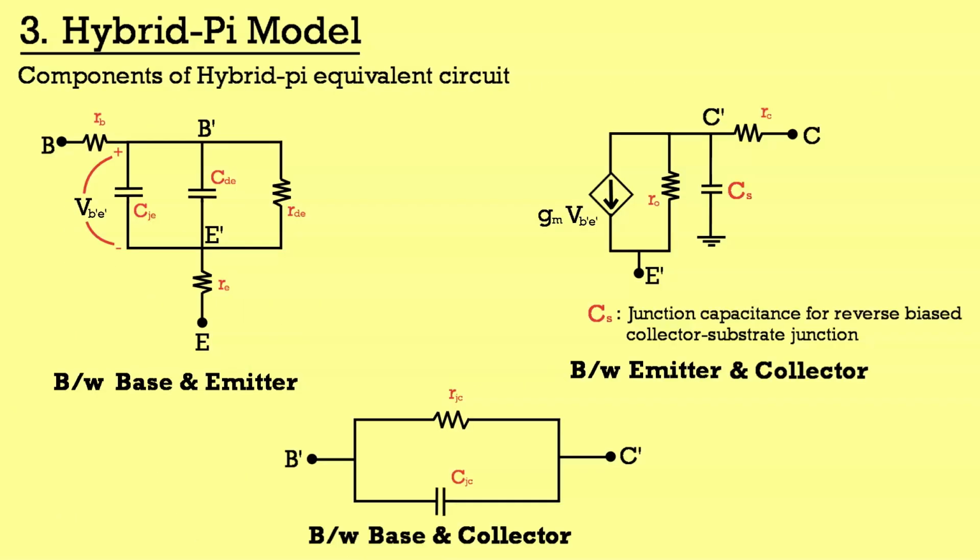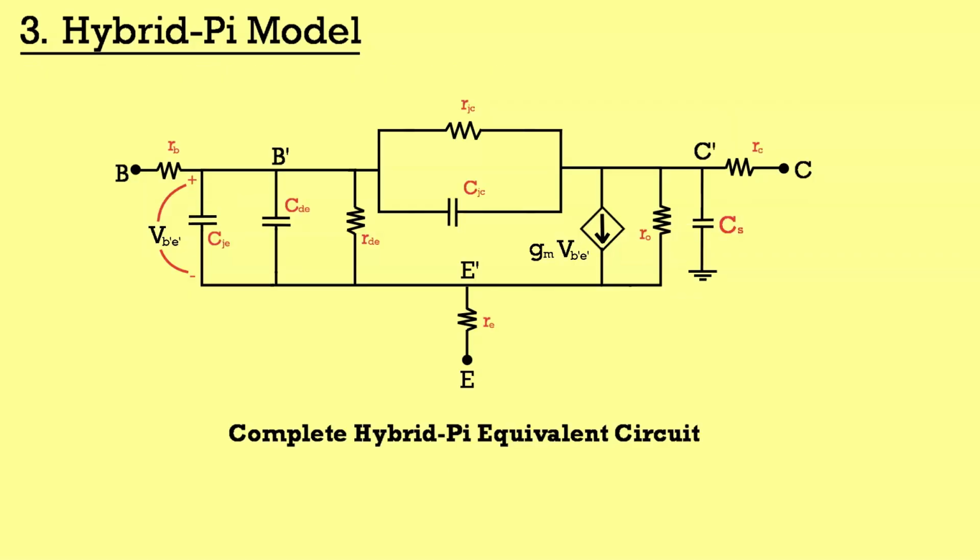Here we have circuit diagrams for the components of the hybrid pi equivalent circuit. The first is between base and emitter, the second is between the collector and emitter, and the third is between the base and collector. If we combine all the components, then we will get the complete hybrid pi equivalent circuit. And this is a circuit which you are going to use a lot in analog electronics. However, in EDC, it may not be very useful.